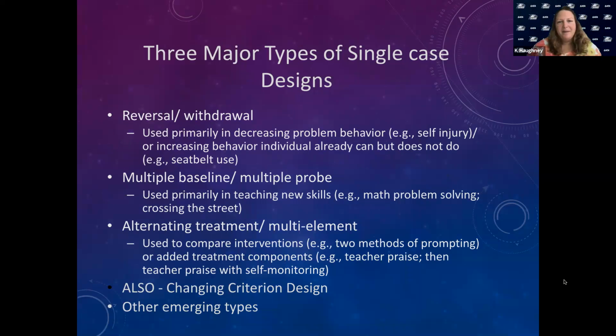So there are many types of single case designs, and I'm not going to try to drive you nuts with all the different kinds, because there's a lot of different ways you could go here. But what we're going to talk about are 3 major types of single case designs: the reversal that we just saw, multiple baseline, multiple probe, which is the first one we took a look at, and then alternating treatment multi-element.